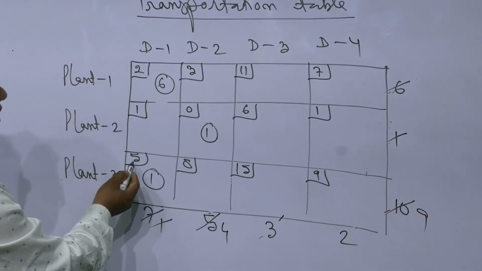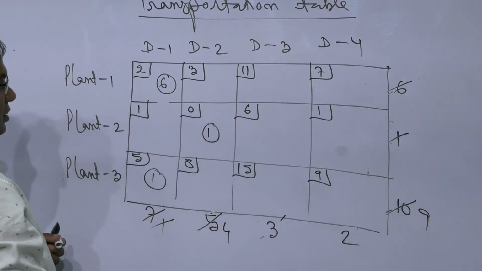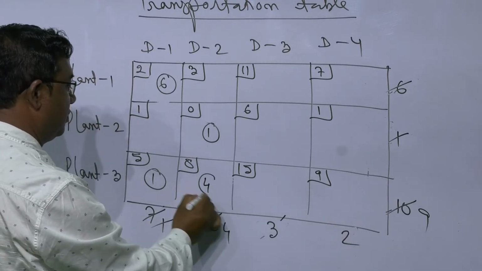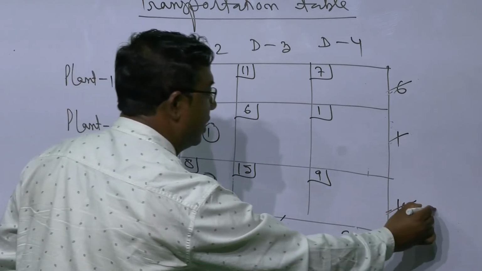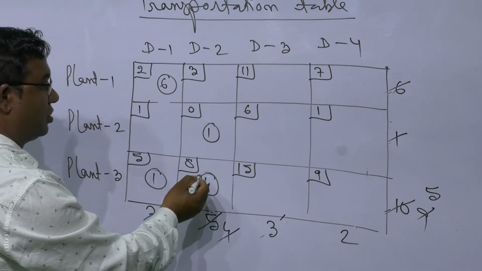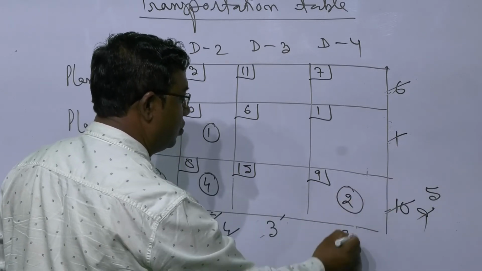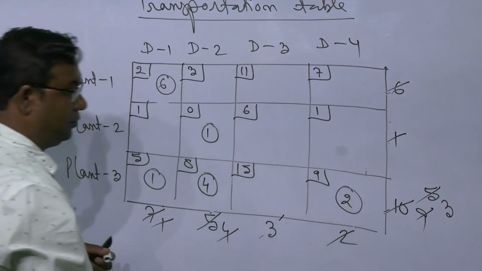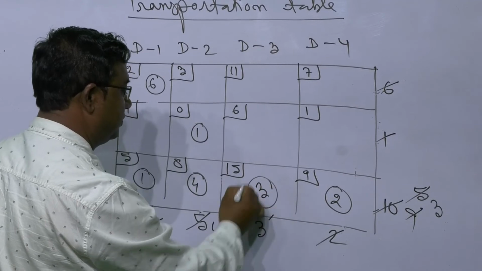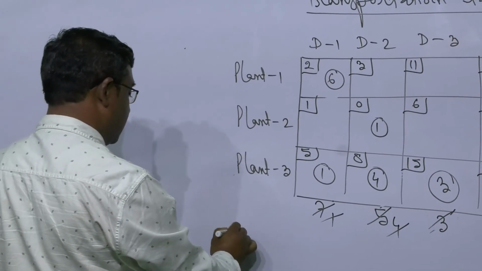Next, the minimum after 5 is 7, but there is no entry. Next, 8. Here is 4, here is 9. So you take 4, and this is finished. Then the remaining is 5. The next minimum cost is 9. Here is 5, here is 2. So you take 2, leaving 3. Then the last one, we put 3 here. Finished.